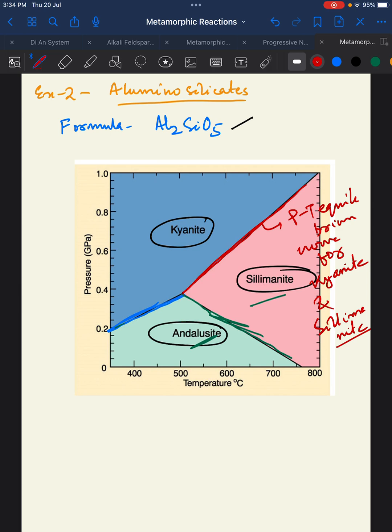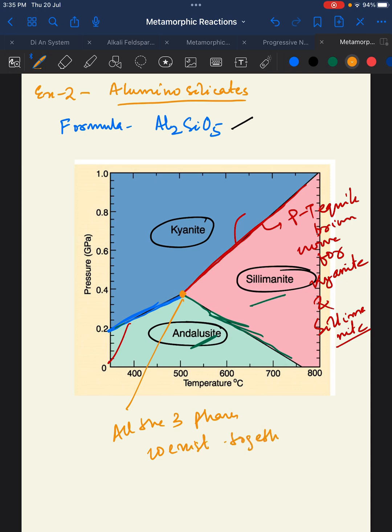So along this line both kyanite and sillimanite coexist together. Along this blue line kyanite and andalusite are coexisting together, and along this green line sillimanite and andalusite are coexisting together. And at this center point, all the three phases coexist together.